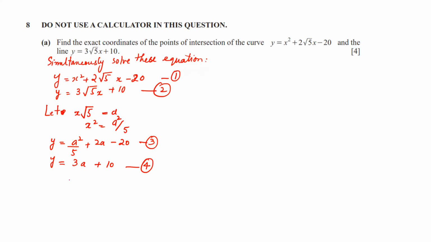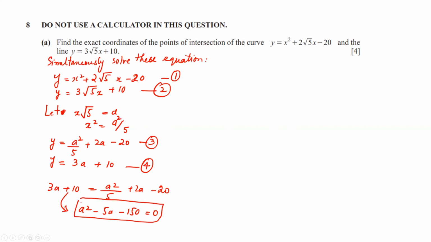Okay, so now simultaneously solving 3 and 4, we get 3a plus 10 equals a square by 5 plus 2a minus 20. So if we simplify this, we are left with a square minus 5a minus 50 is equal to 0. So this is the equation we get after solving this. So now a is equal to minus b plus minus under root b square minus 4ac over 2a. So use this to solve this quadratic equation.